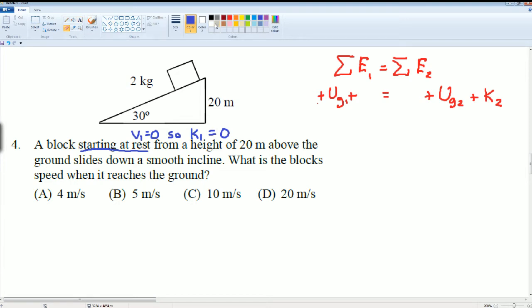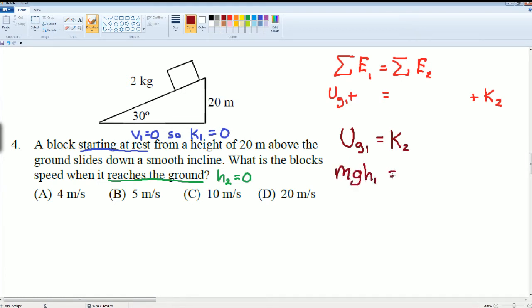Okay, from a height on a smooth surface. And we also have one more piece of information that's very crucial. It reaches the ground. Reaches the ground means height 2 is equal to 0. So, bye-bye potential energy. All you have left here is our traditional gravitational potential energy 1, which is all converted to kinetic energy at point 2. So this is mgh1 is equal to 1/2 mv squared, and this is velocity 2.